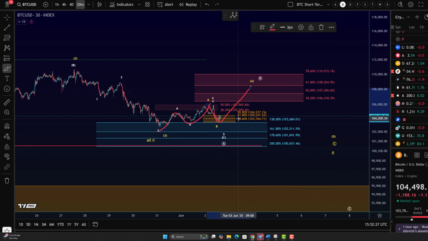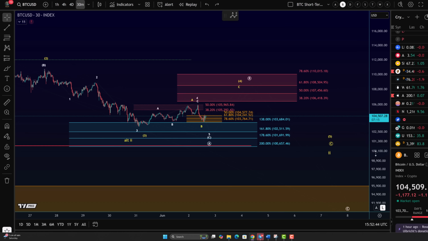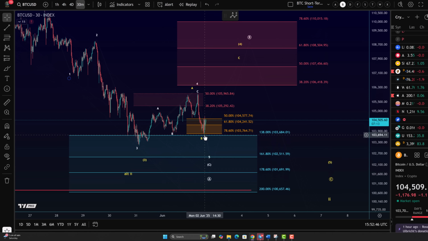And I told you that there is a micro support area we have to pay close attention to, because this is like the pivot between short-term bullish and short-term bearish. And it's between 103,764 and 104,577. It's no coincidence that the price is struggling to break below this now, because this is the pivot. This is where the bulls and the bears are fighting. I can't tell you which one is winning, but for now, the bears have not managed to break through yet.